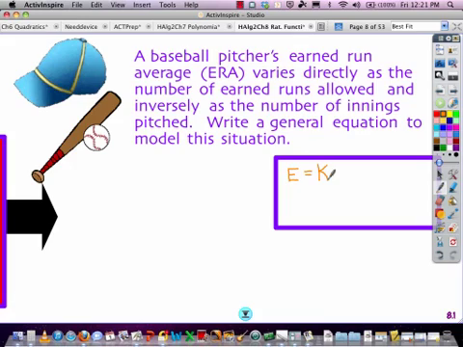So I'm going to say we got two numbers here. Number of earned runs, so let's go R for runs. And inversely as the number of innings pitched. Instead of an I, because it looks too much like a 1, I'm just going to put a P. Whoops, sorry, it did say inversely. Directly as the number of earned runs, and inversely, so I do need a division. So this is an example of combined variation.